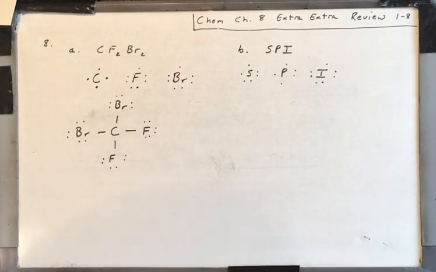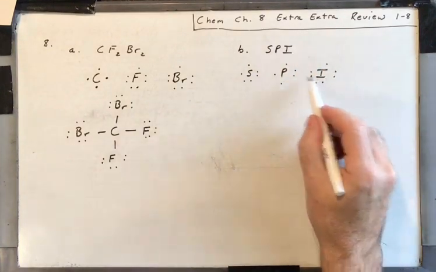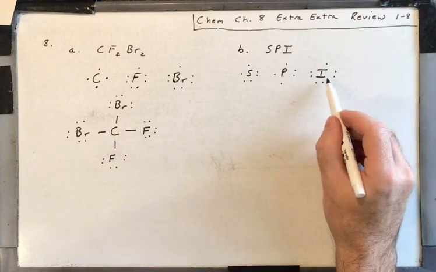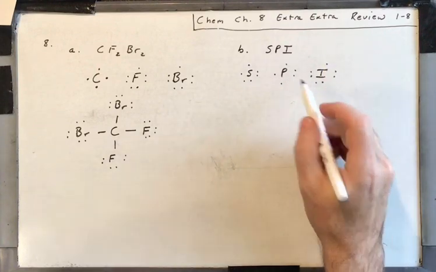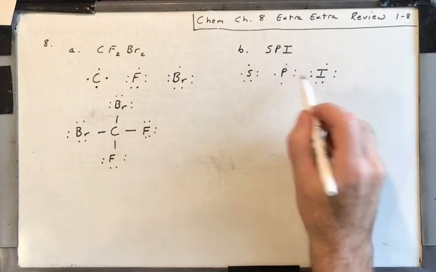Now, sometimes I ask students to draw the Lewis structure of this compound, and they just draw this. This isn't the Lewis structure. This is just the electron dot diagram for each one. So don't accidentally do that. We have to draw bonds in between these. This is a formula, not just individual atoms.